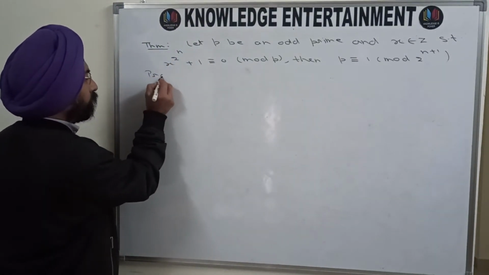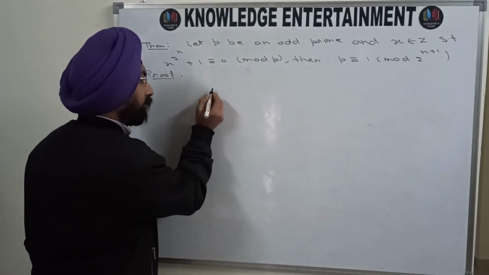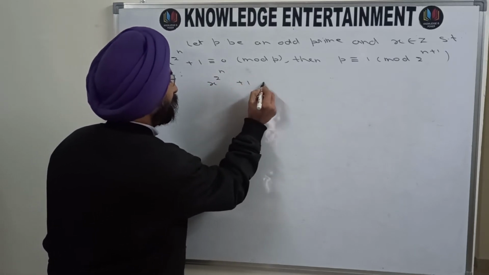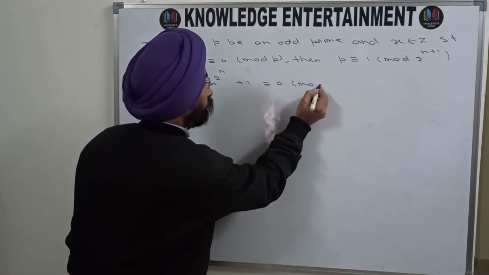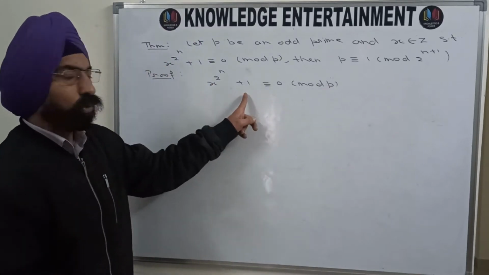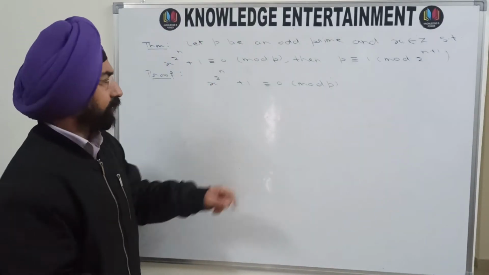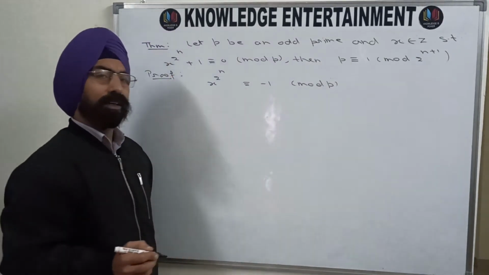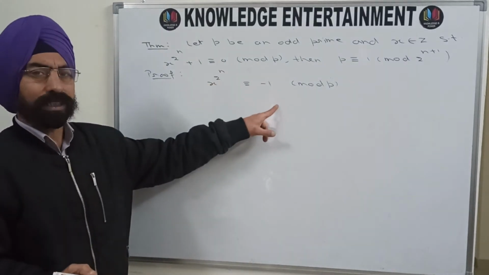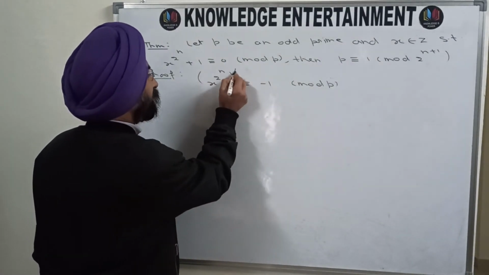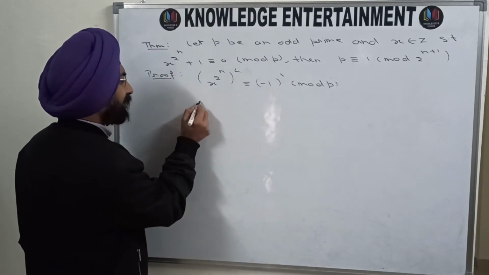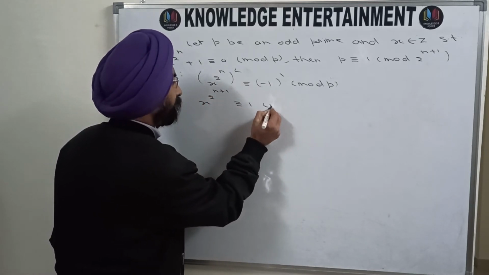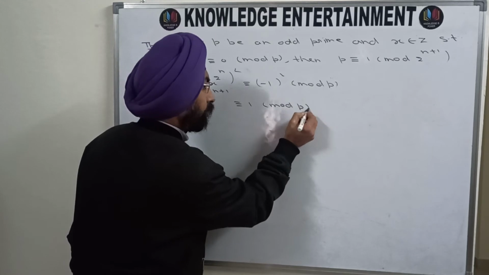Let us move on to the proof now. We are given that x^(2^n) plus 1 is congruent to 0 modulo p. Taking this 1 to the other side of the congruence equation, we get x^(2^n) is congruent to minus 1 modulo p. And now if you square both sides, what are you going to get? You will get x^(2^(n+1)) is congruent to 1 modulo p.